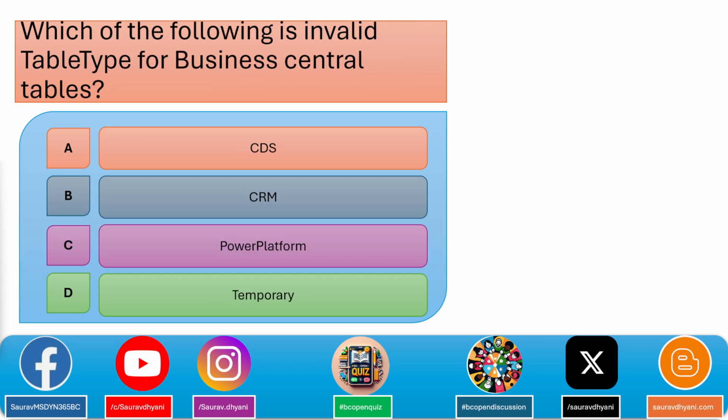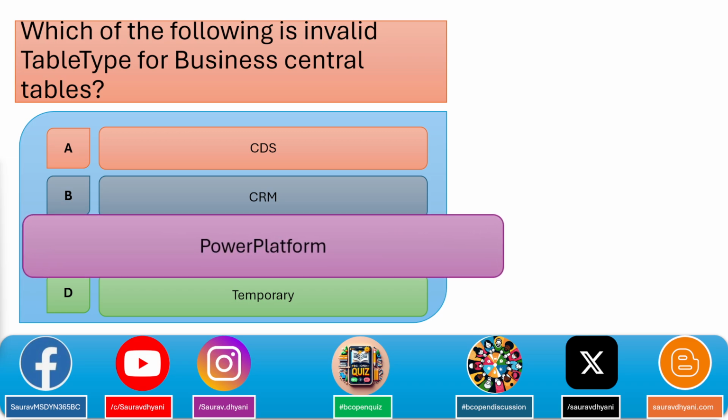So, okay, which of the following is an invalid table type for Business Central tables? So in Business Central, when you create tables, you have an option to define what type of table it is, and one of these answers is incorrect. The incorrect answer is Power Platform. There is no table type which is Power Platform.